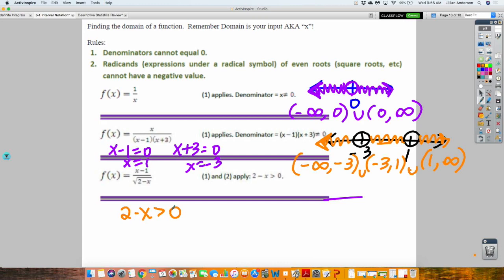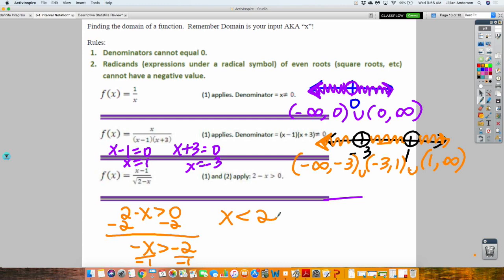And I solved this. How do I solve this? Add 2, and then divide by negative 2. So I have negative x is greater than negative 2, and then divide by negative 1 and flip the sign. So it's going to be x is less than 2. That right there is my domain for this particular function.